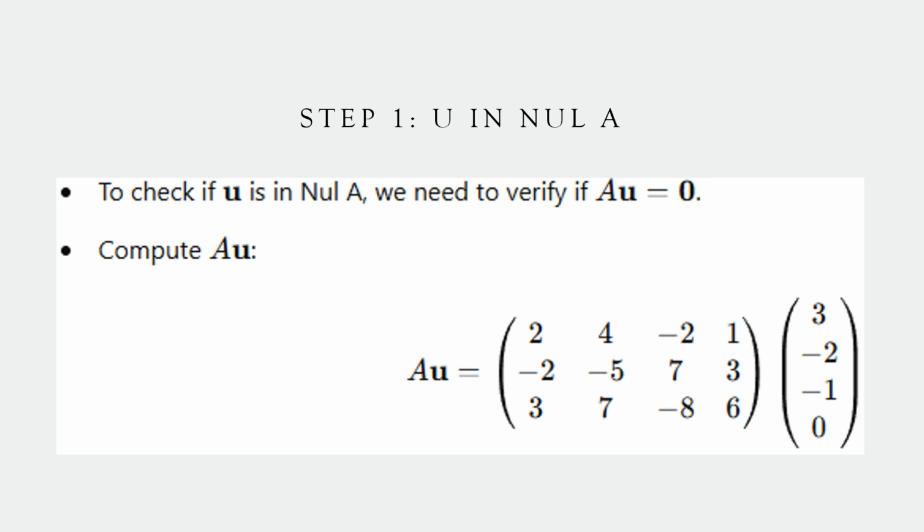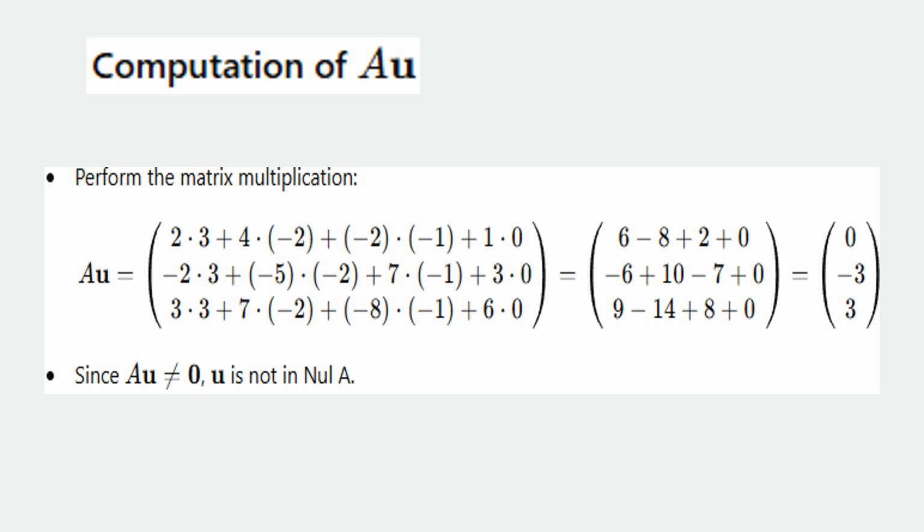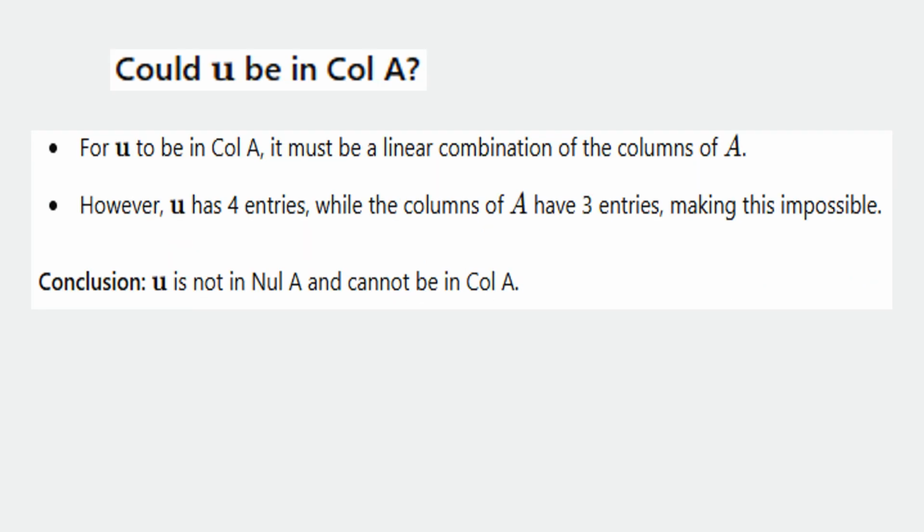So step one is to find out if u is in null A. To check if u is in null A, we need to verify if Au equals 0. To compute Au, we take the matrix A times the matrix u. As you can see, doing the calculations for those, we come out with a matrix of 0, -3, 3. Since Au is not equal to 0, we know that u is not in null A.